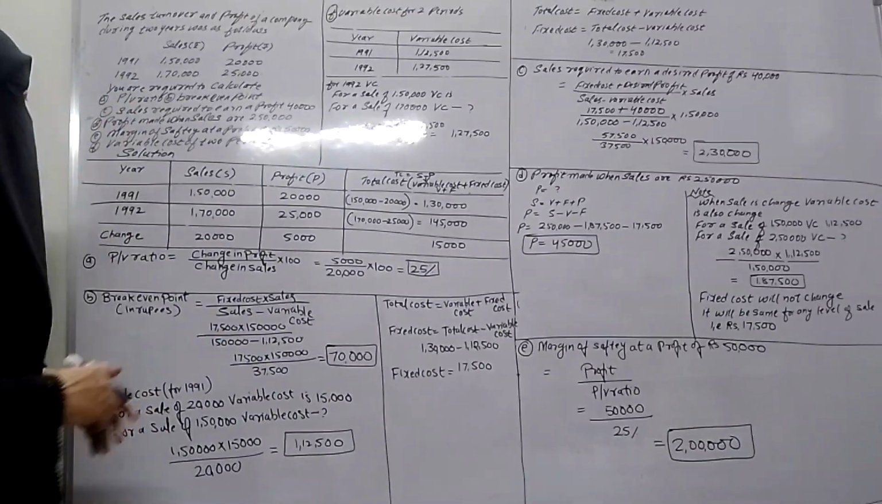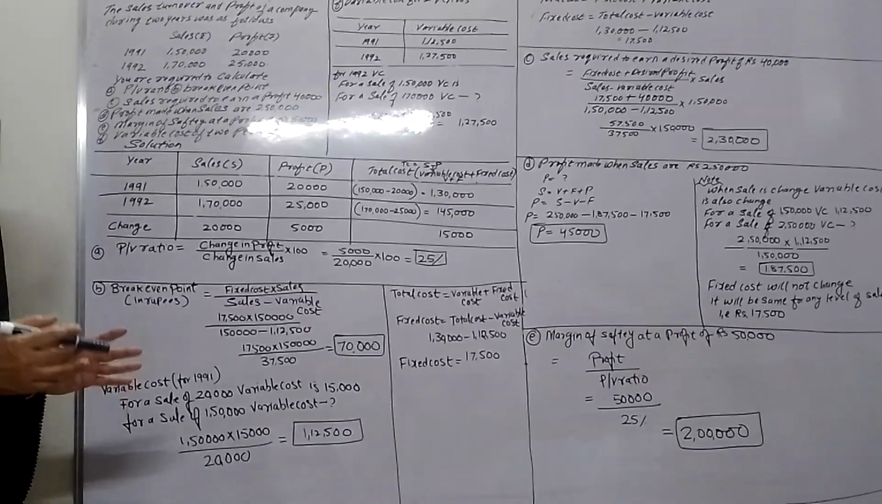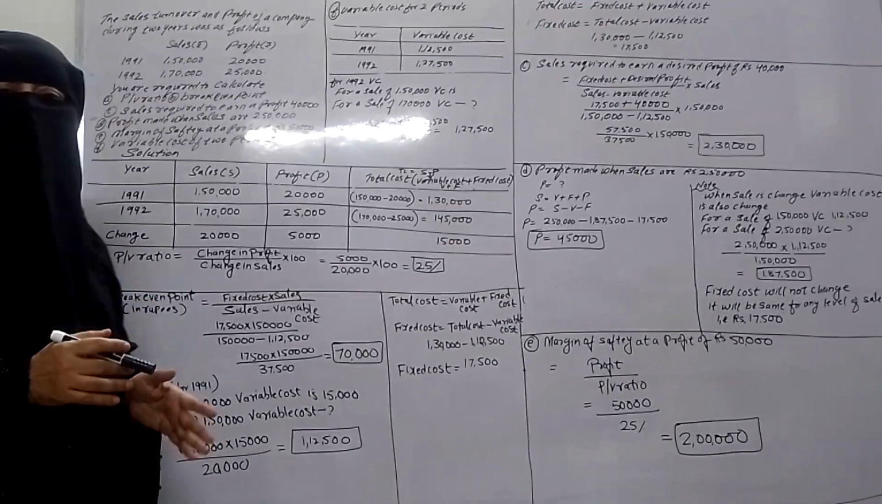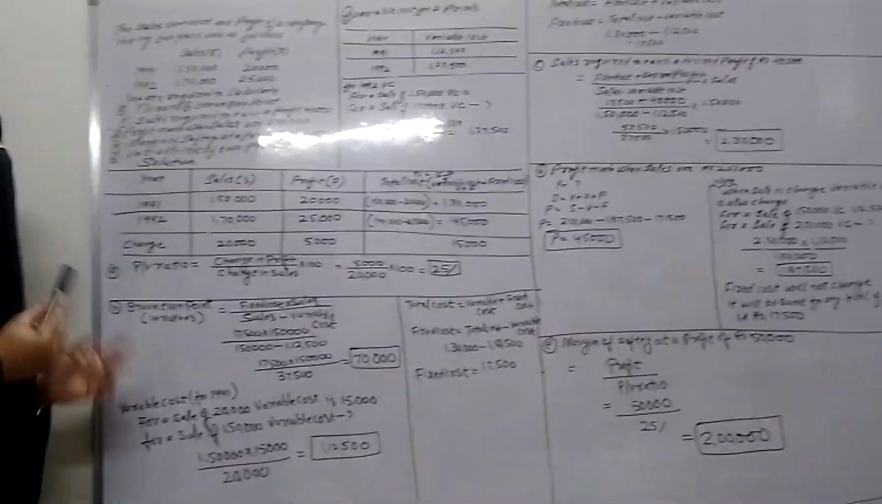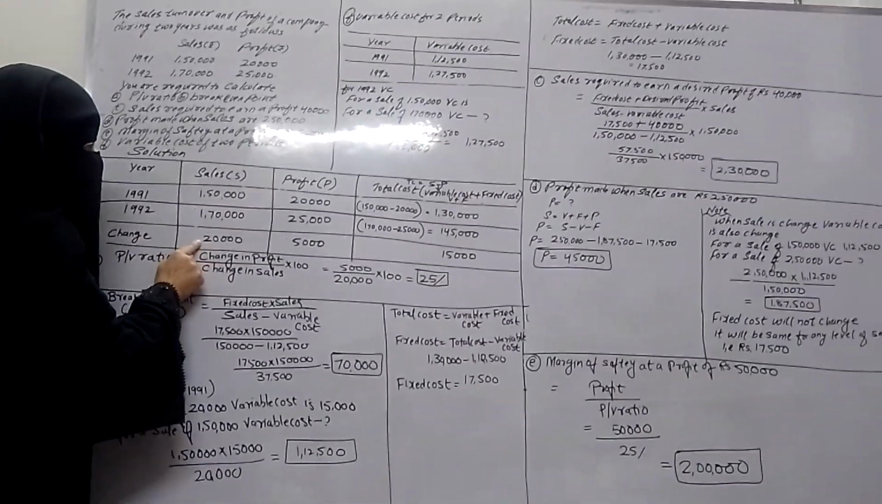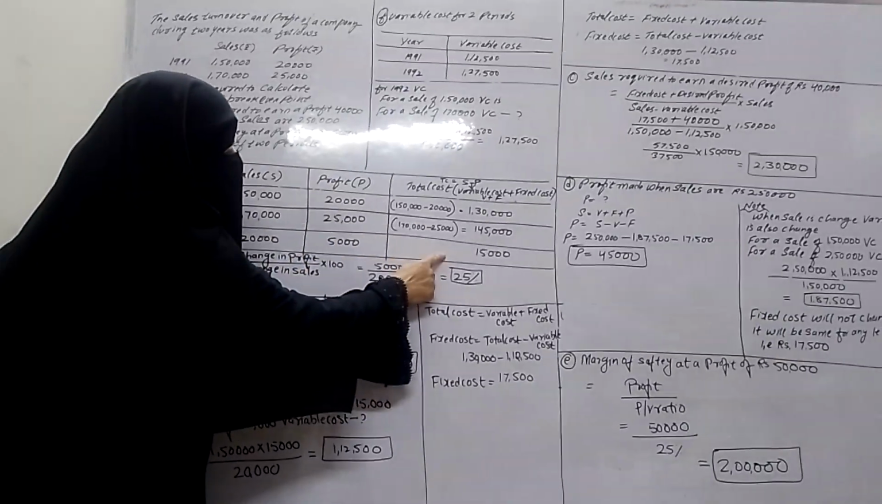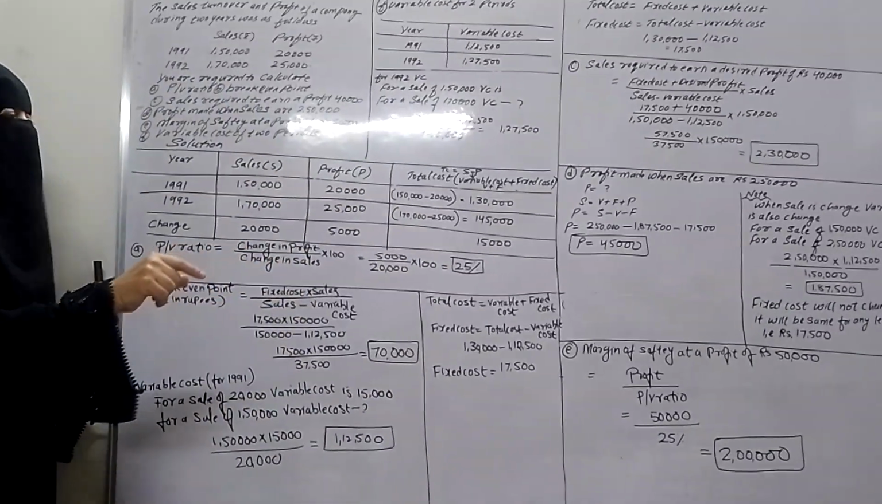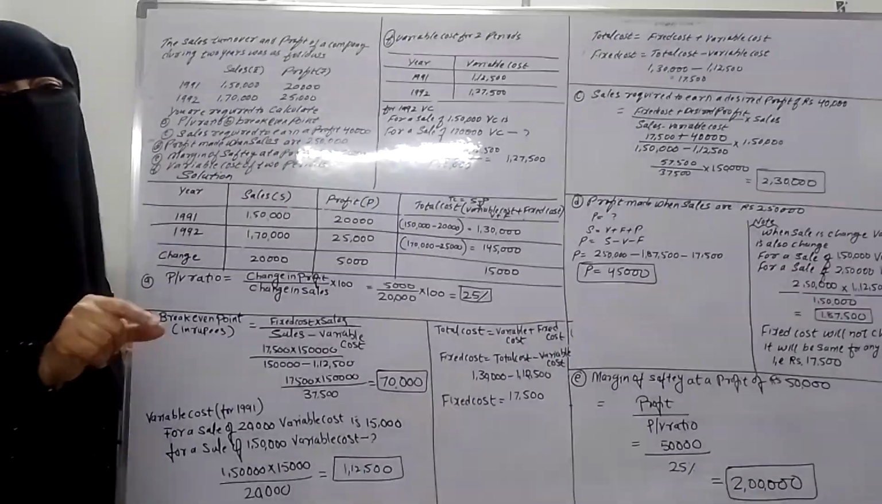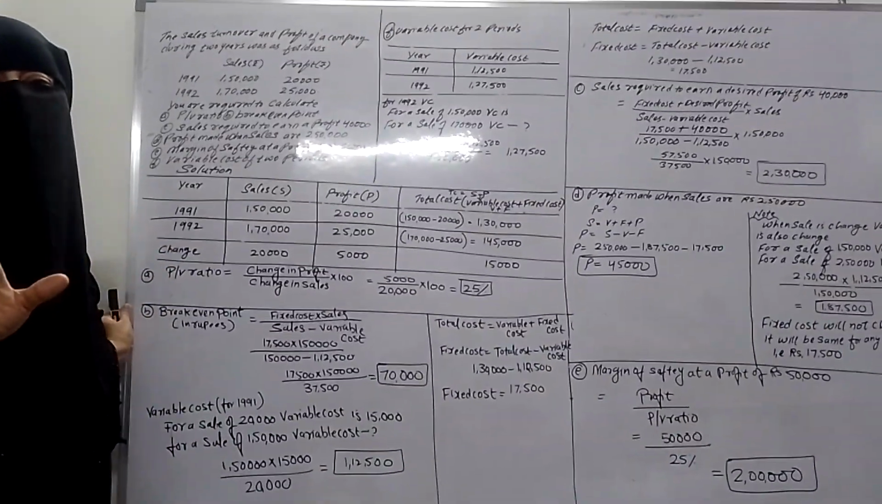So here first we have to find the variable cost for finding out the fixed cost. How can we find variable cost? Here change in sales is 20,000 and change in cost is 15,000. The change in cost is nothing but the change in variable cost, because fixed cost will not change.